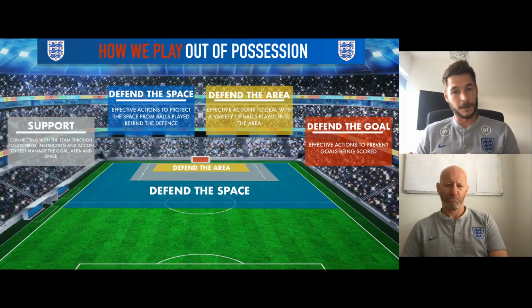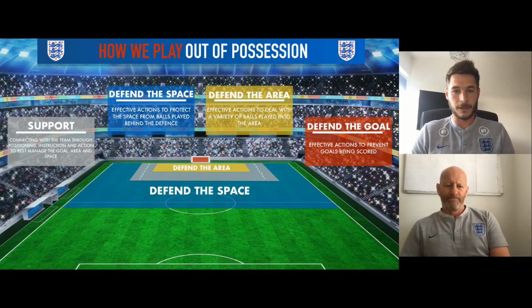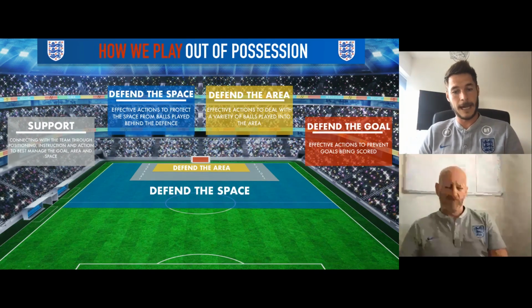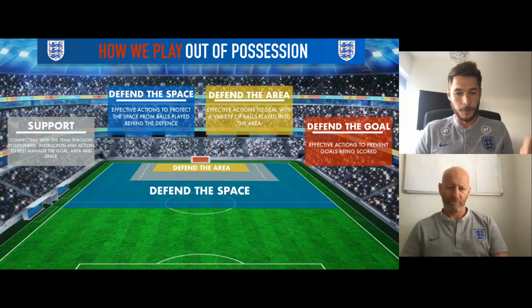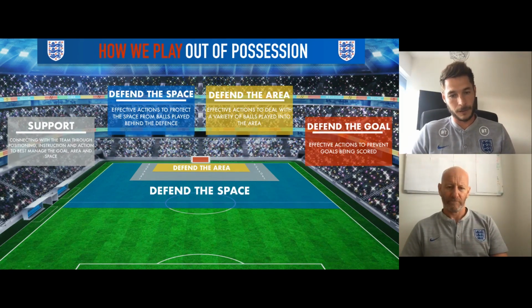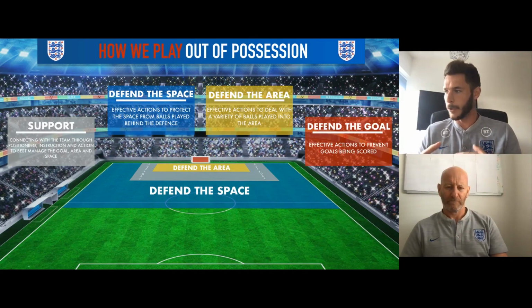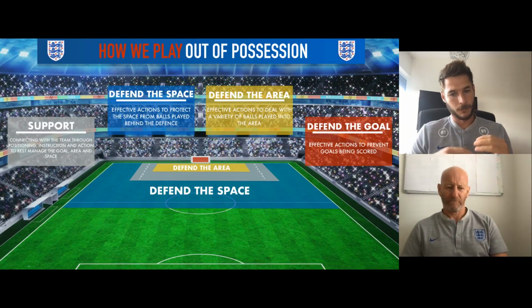Moving on, we're looking at defending the area. So effective actions to do with a variety of balls played into the area. So you're looking at different types of crosses. Nowadays, you don't just get the old traditional looped ball in the box. There's loads of different types of balls in the box, and it's all talking about support positions to defend the area in relation to the back four, which you explained there, Mick, a little bit about the relationship between the goalkeeper and the back four. And we're going to go a little bit further into that and hopefully give you a bit more of an insight of what that looks like.